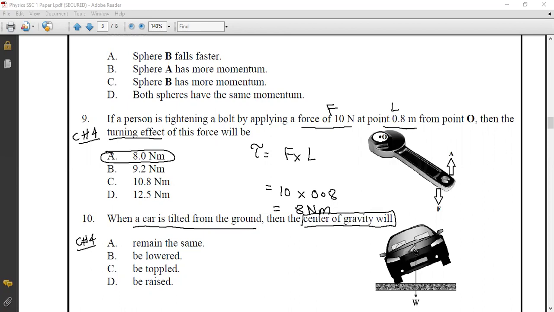So as we can see, if the car was originally in the normal condition, this point of center of gravity would be lowered as it is given in the diagram. When we tilt the car, this center of gravity is raised, and the raising of this point shows that this car is in stable equilibrium, and after releasing the force, this car will come to its original position. So the correct option in question number 10 is option D.